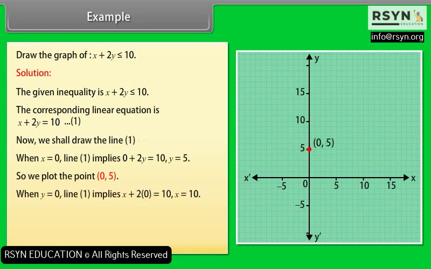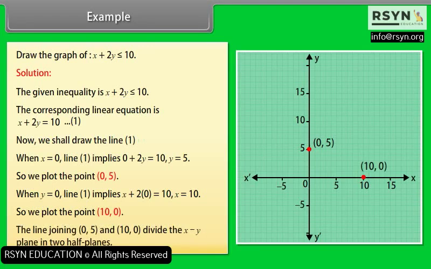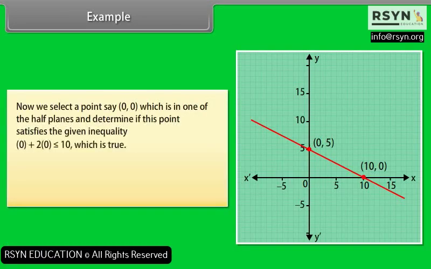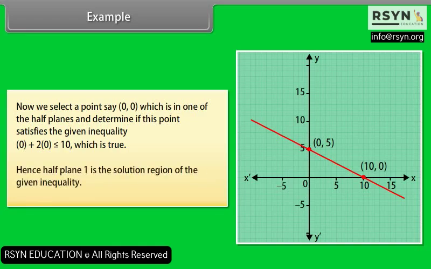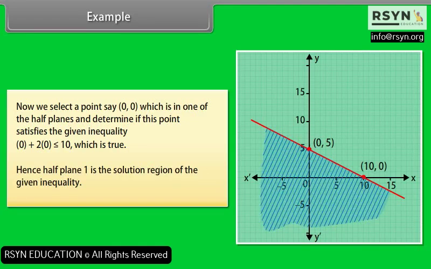When y = 0, line 1 implies x + 2 × 0 = 10, so x = 10. So we plot the point (10, 0). The line joining (0, 5) and (10, 0) divides the xy plane into 2 half planes. Now we select a point, say (0, 0), in one of the half planes, and determine if this point satisfies the given inequality. 0 + 2 × 0 ≤ 10, which is true. Hence, half plane 1 is the solution region of the given inequality.